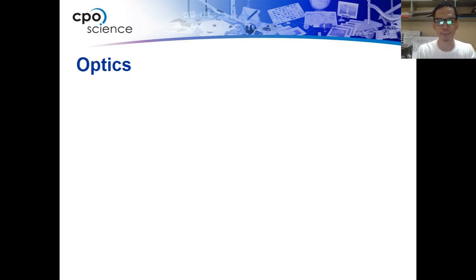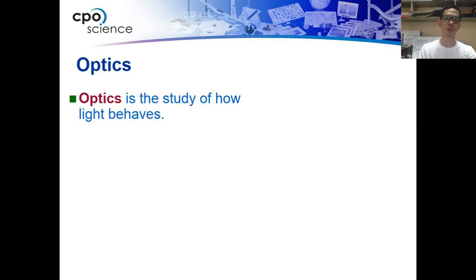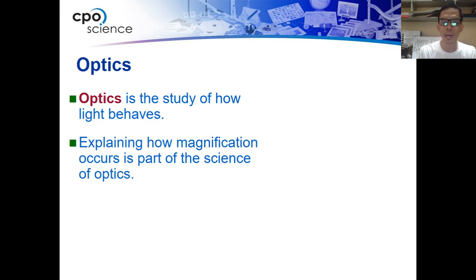Now, we are in the branch of physics that deals with the application of light and how it can be utilized. This particular branch is called optics. Optics is the study of how light behaves. We will discover this not only in reflection but also in the next lesson in the future, which is the mirror, where we will study how light behaves in those instances. Explaining how magnification occurs is part of the science of optics.